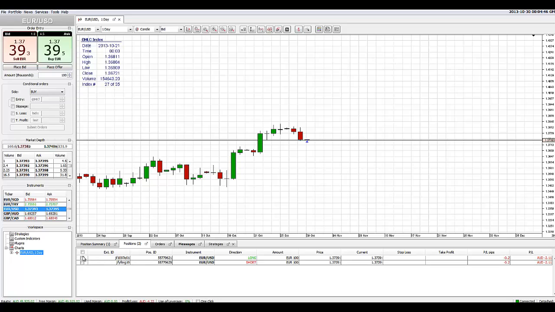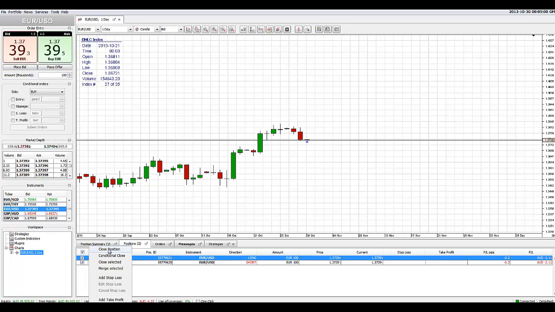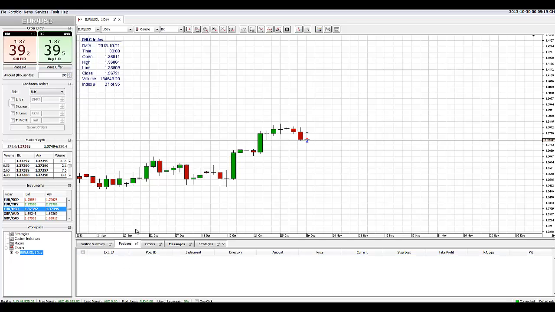Now, to remove both legs, you highlight both legs, and you can do that by clicking on this box above the two rows, and then you can right click and either click close position or merge selected. When you click on merge, you will only be charged one commission to close the transaction, and not two for each of the legs, which other platforms do charge you. So this saves you money when you click on merge.